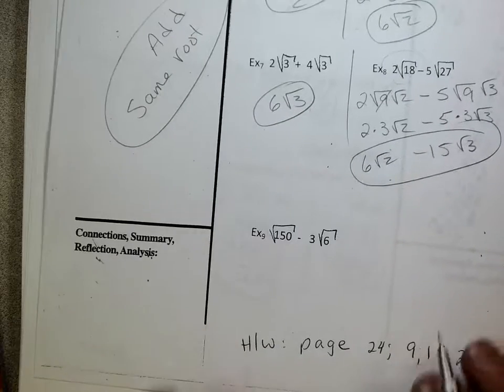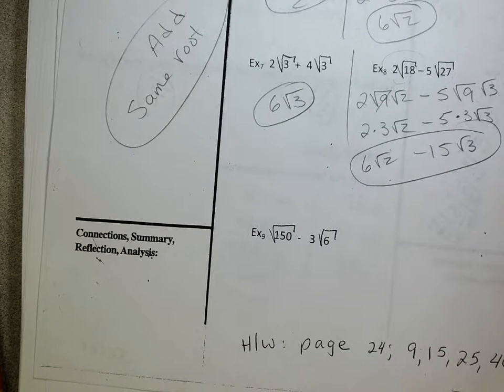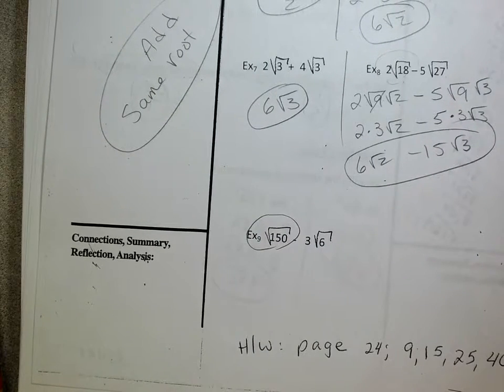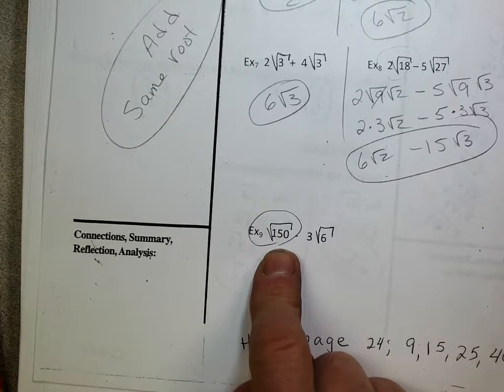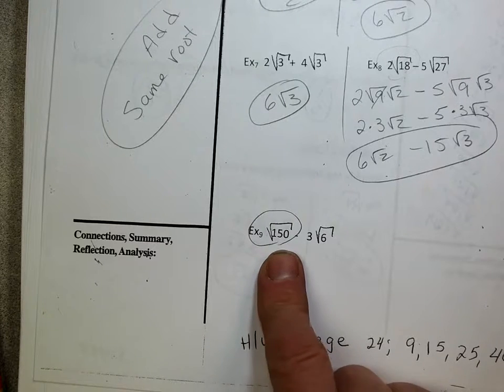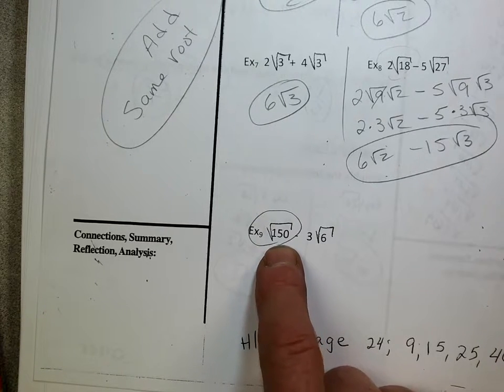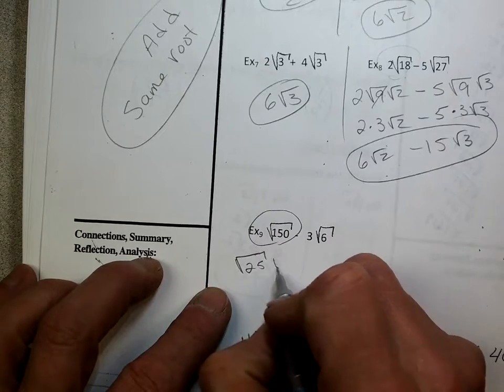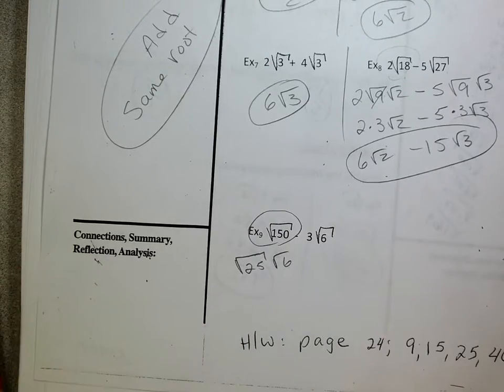Now, example 9. Well, looks to me like I can't subtract them. But how about 150? Go ahead, Austin. What do you see? 25 and 6. 25 and 6. And if you have a hard time, think about money, okay? Think about quarters. If you had $1.50 in quarters, you'd have 6 quarters. Does that make sense? So I know that 25 times 6 is 150.